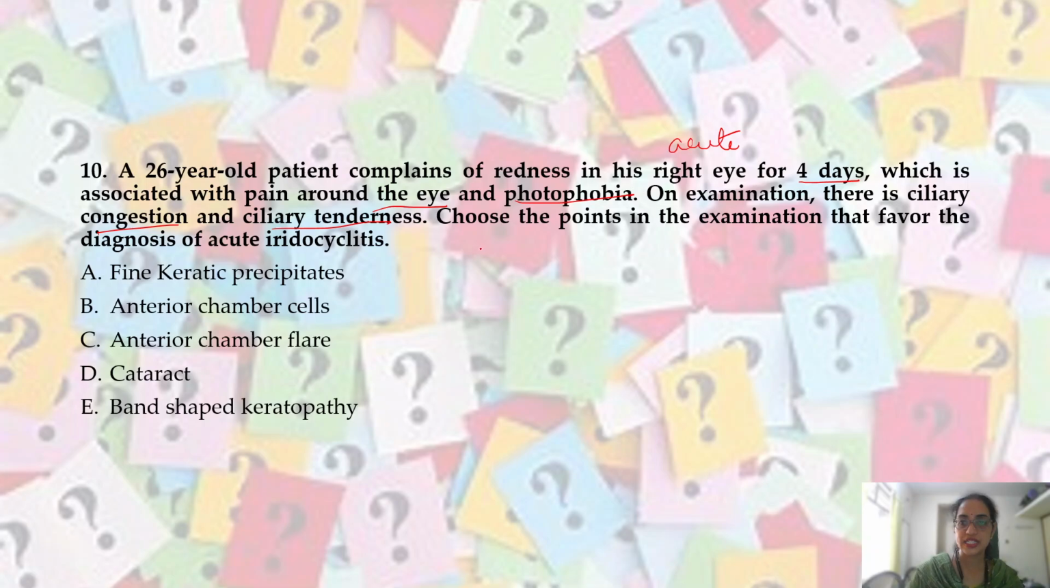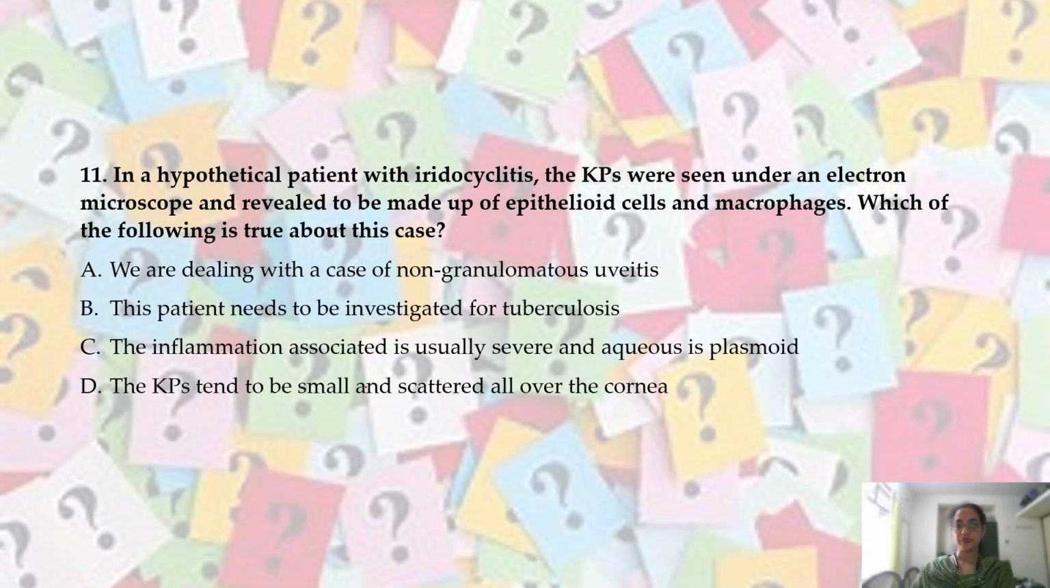So choose the points in examination that favor a diagnosis of acute iridocyclitis. Fine keratic precipitates, true. Anterior chamber cells, yes. Anterior chamber flare, yes. Cataract, it can result from anterior uveitis, but it is not specific. So just because there is a cataract, you cannot say there is iridocyclitis. Band-shaped keratopathy can result from many conditions that have caused chronic inflammation, so it is not a sign of acute iridocyclitis. So the right answers are A, B and C.